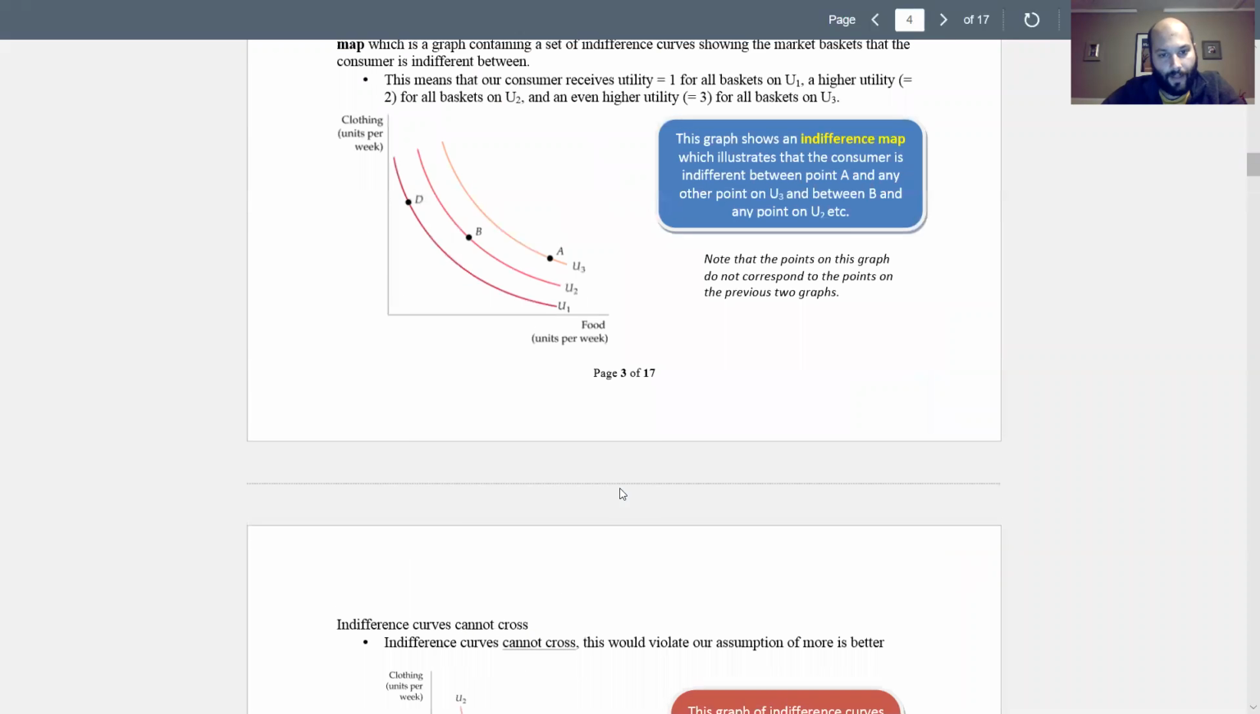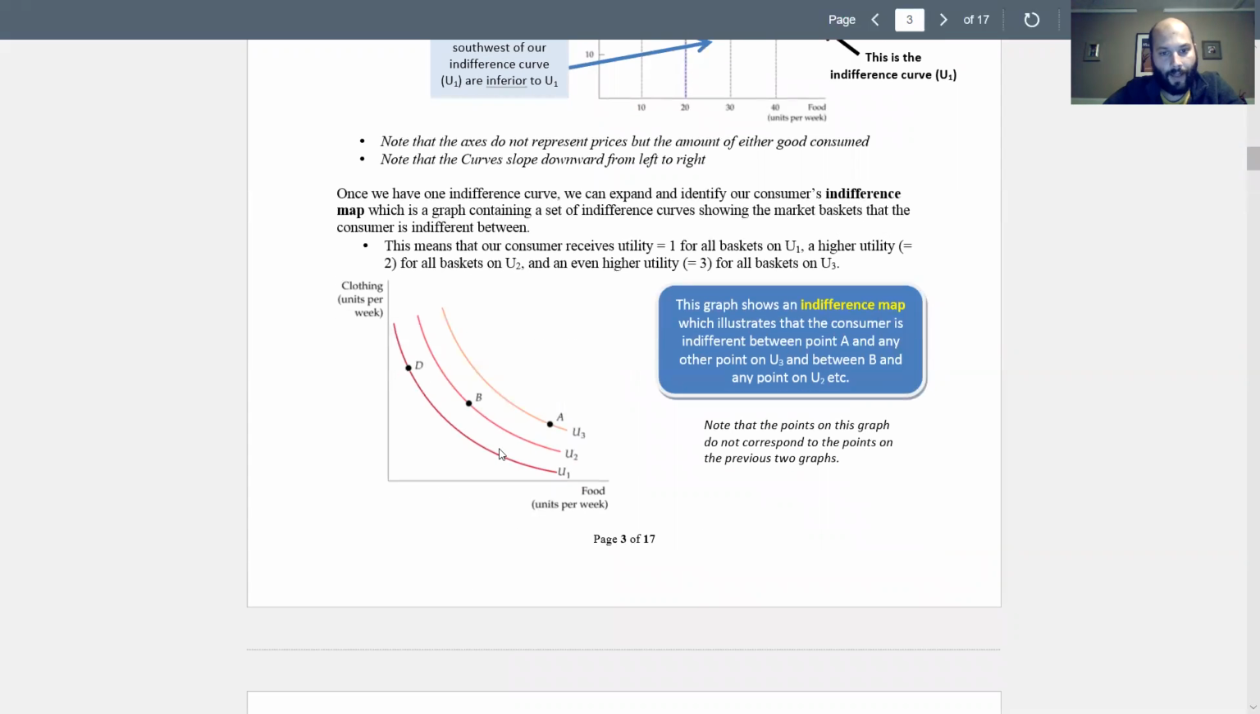We also know that as a general rule, the consumer wants to have higher utility. The consumer wants to be more happy. So our rule coming away from this is that if possible, a consumer wants to get to the highest indifference curve that they can.